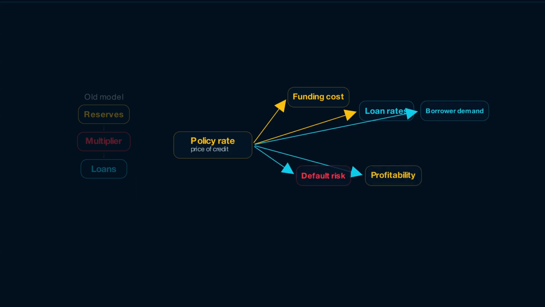QE can create reserves by purchasing assets. It can lower yields, support asset prices, and change portfolio incentives. But a reserve balance sitting at the central bank is not automatically transformed into a small business loan. A bank needs a borrower. It needs capital. It needs expected profitability. It needs credit quality. It needs funding stability. Monetary policy is powerful, but it is not a magic reserve-to-loan machine.